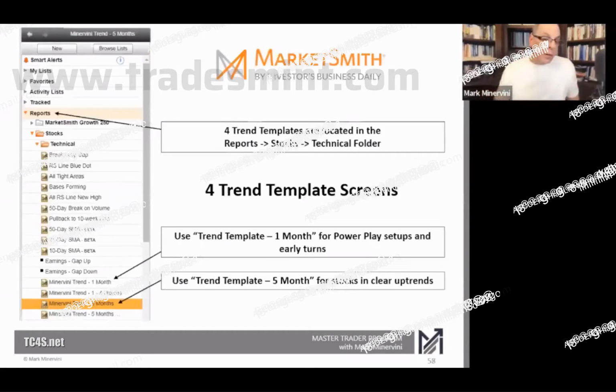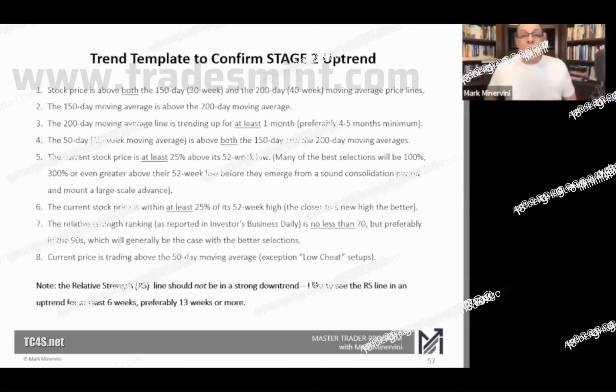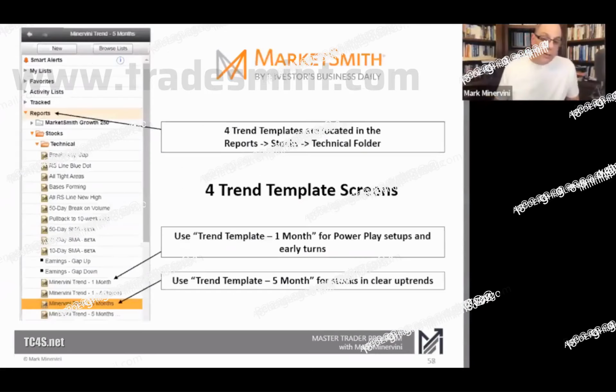The criteria for the trend template, as I call it, or a confirmed stage 2. The cool thing is MarketSmith, of course, our sponsor, a number of years back put trend templates in MarketSmith that I designed with them. They're my trend templates, and there's a few of them. On the day that we go over MarketSmith on live trading a day, we'll talk about these, and we'll run the screens and so forth. But I'm just going to show you real quick.